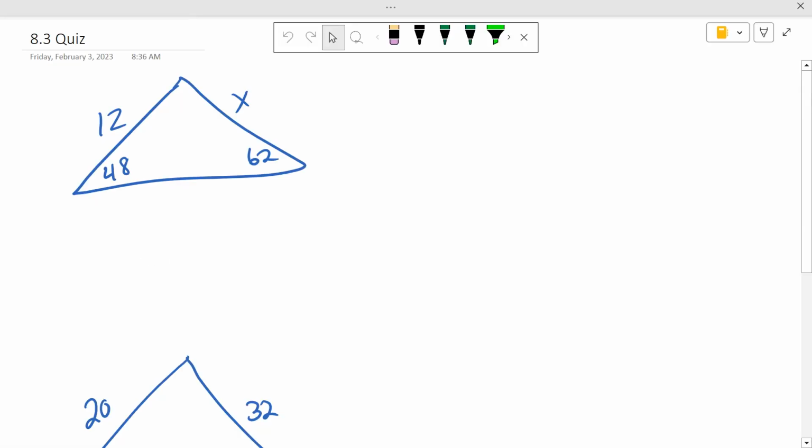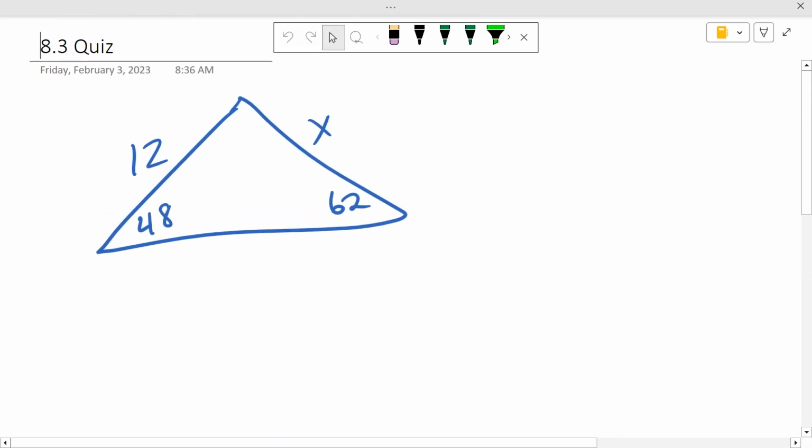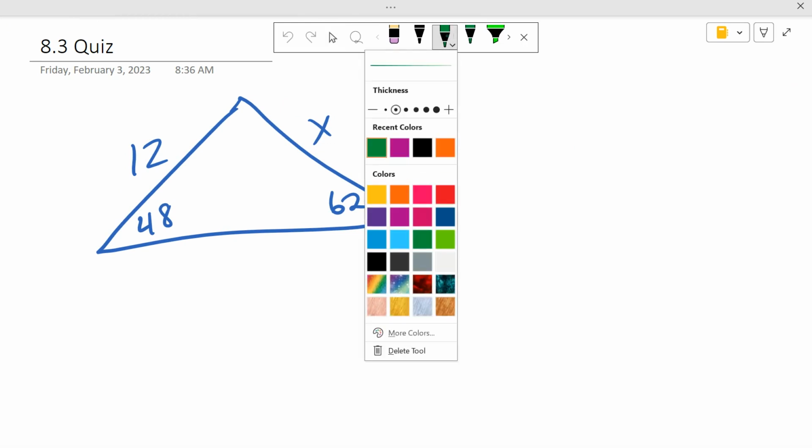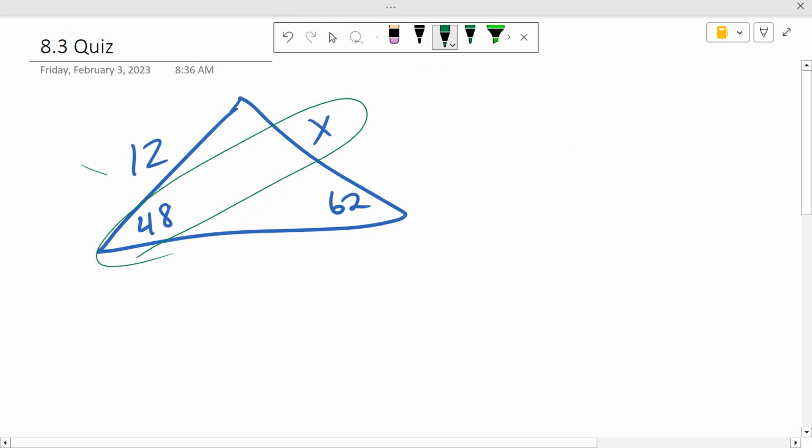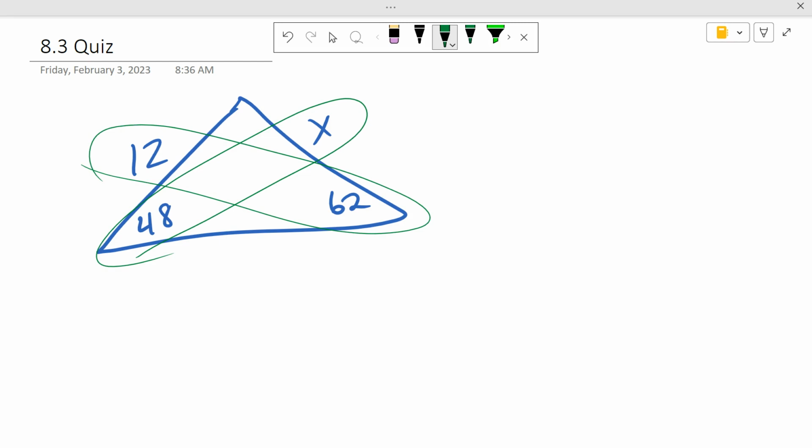All right. The first question is a very basic setup. We have opposites, we have opposites. So this is law of sines, and every problem on here today is going to be law of sines. We're going to say the sine of our angle, doesn't matter which one we start with. If we start with 48, then that is over x equals the sine of our other angle, 62, over 12.